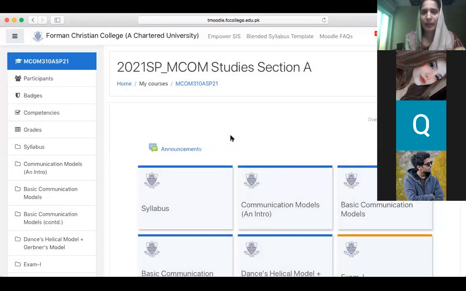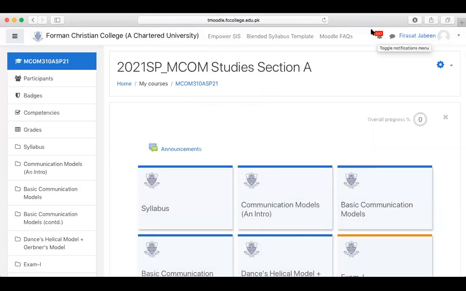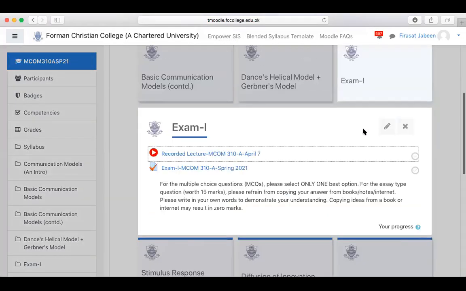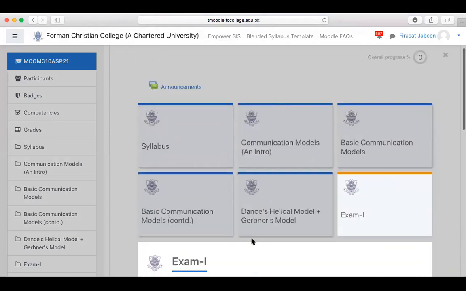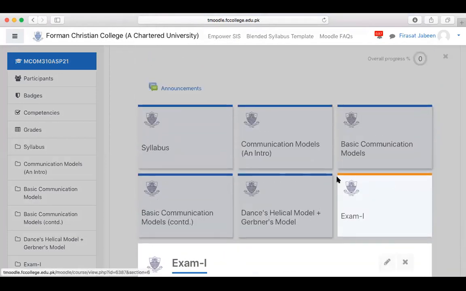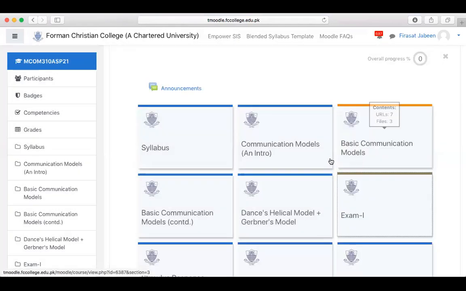Yes, ma'am. This is actually your Moodle account, and when you go to your Moodle account, it should look like the screen that you see here. Now it includes everything. Your midterm includes each and everything that you see here.